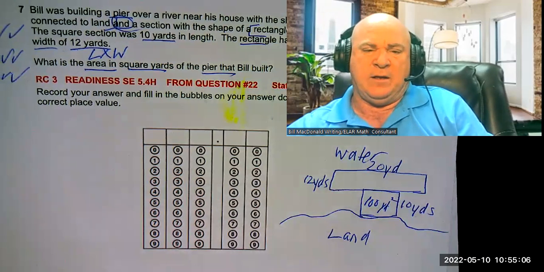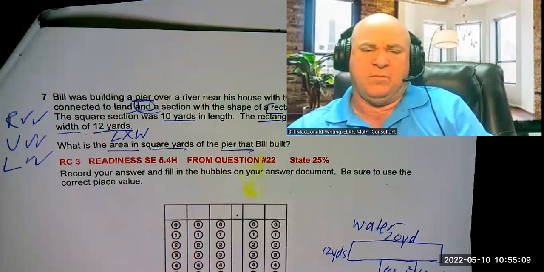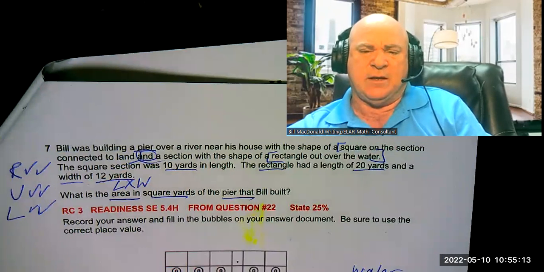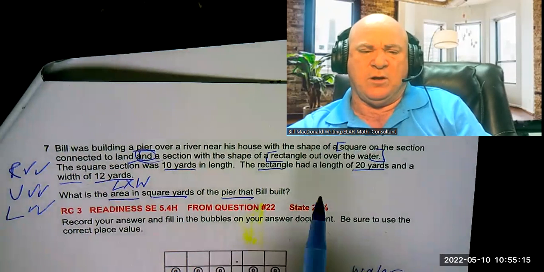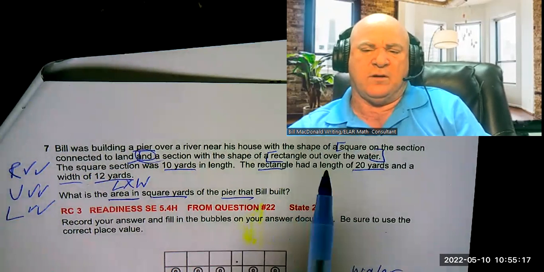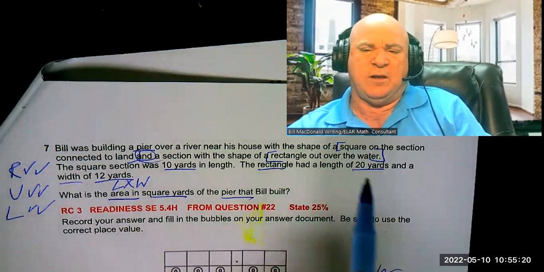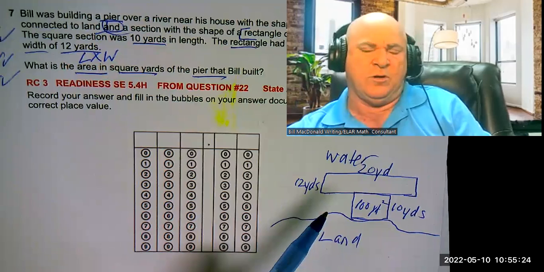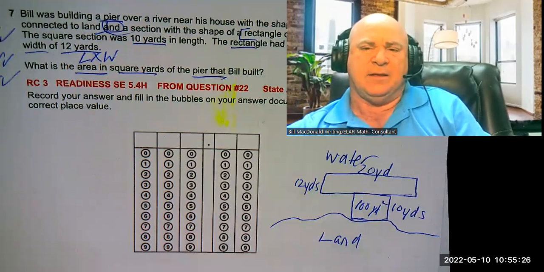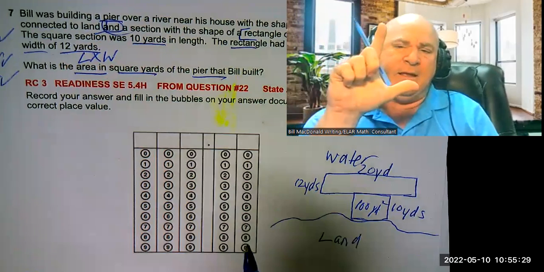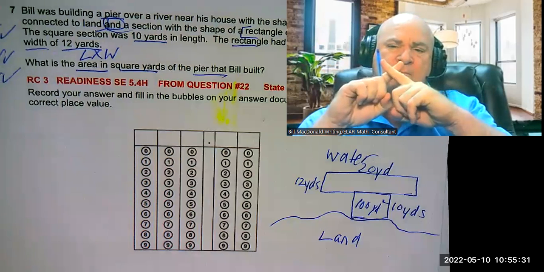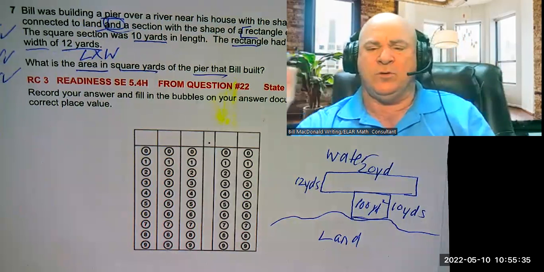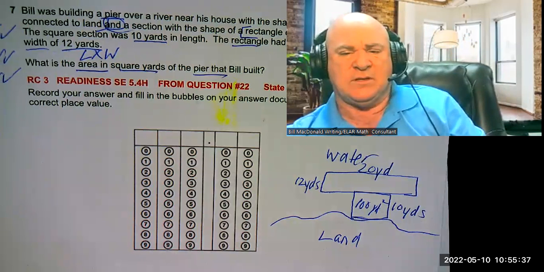You're not done because the pier is also built using the rectangular shape. It had a length of 20 yards and a width of 12 yards. There's your 20 and there's your 12. So we've got to also do area: length times width to figure out the second area.